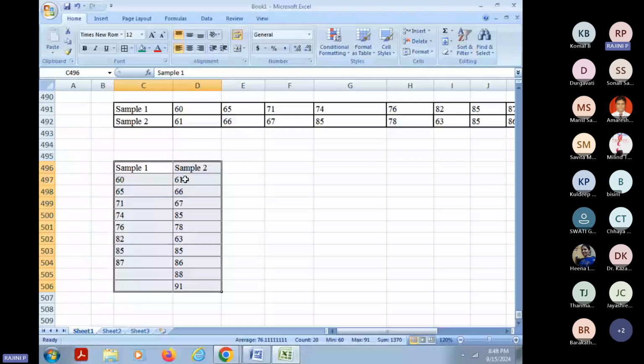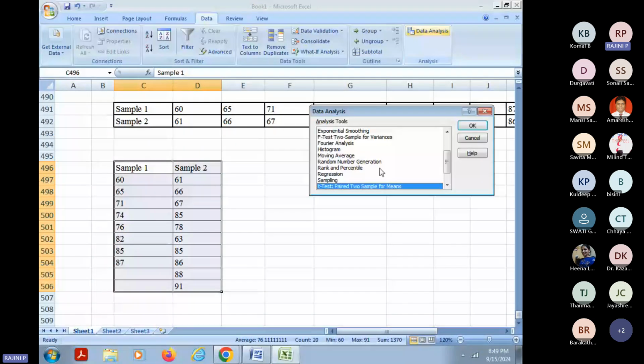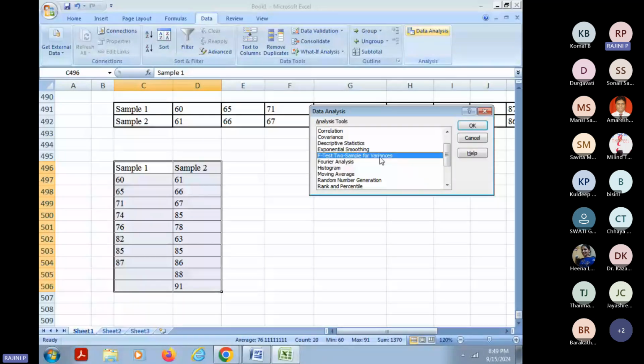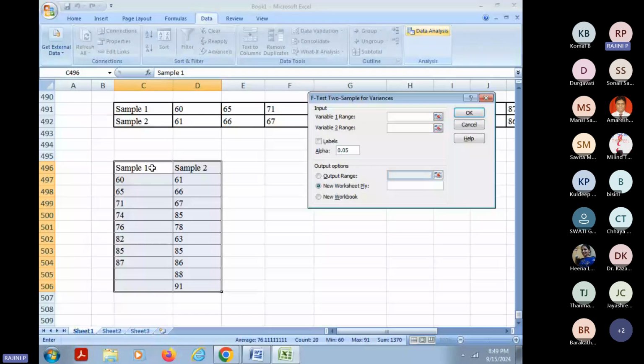It is very simple. Go to Data Analysis and choose F test, F test for two sample variances. Then for variable 1 range, select the first data; don't select the empty area, select only the values. And for variable 2 range, select the values. Labels, yes, I selected the heading. Output range, put the cursor here, select some area. Then okay, you'll be getting this.